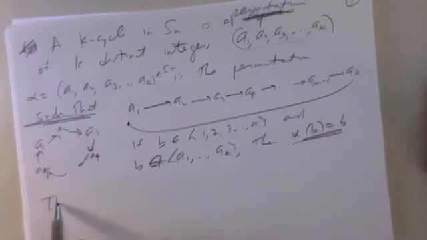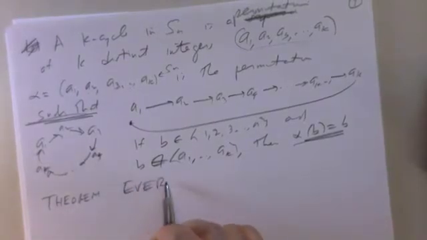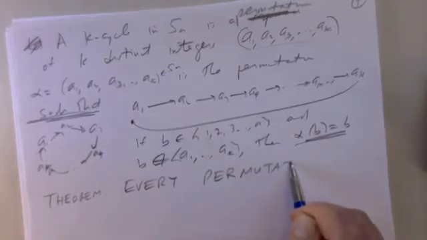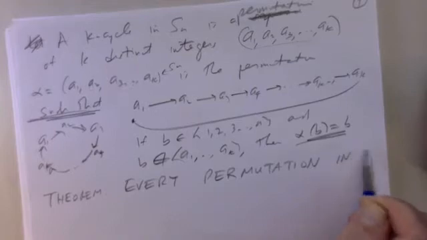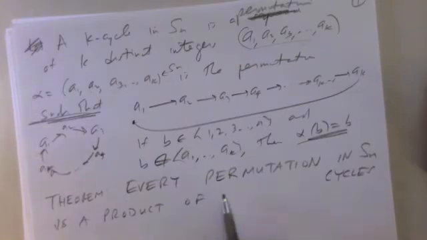And there's an important theorem that says every permutation in S_n, for every n, is a product of cycles. And we can be more precise: disjoint cycles.